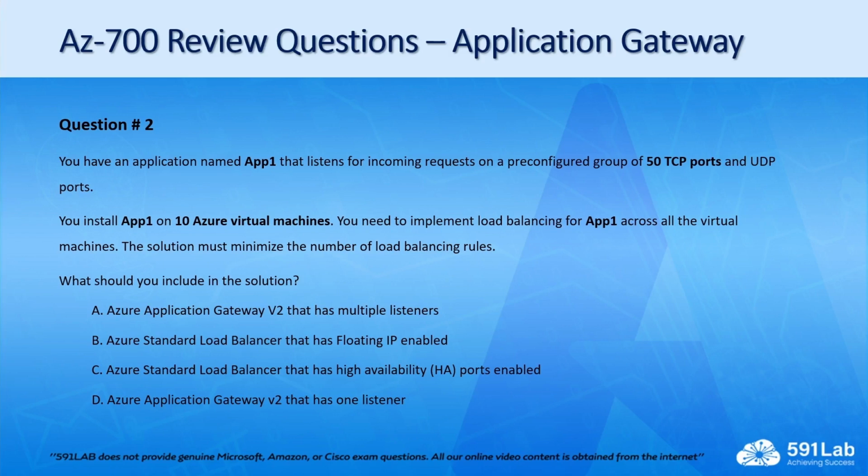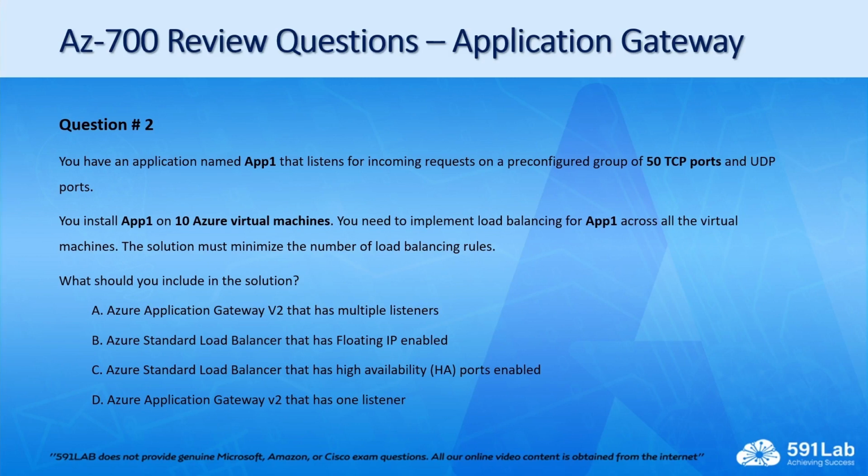Azure Application Gateway v2 that has multiple listeners. Azure Standard Load Balancer that has floating IP enabled. Azure Standard Load Balancer that has high availability ports enabled. Azure Application Gateway v2 that has one listener. So by looking at these options, one part is clear, like we are going to use Azure Application Gateway.